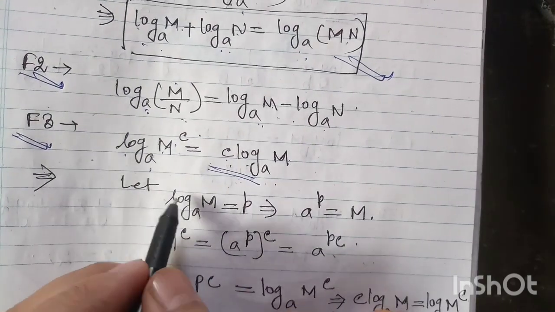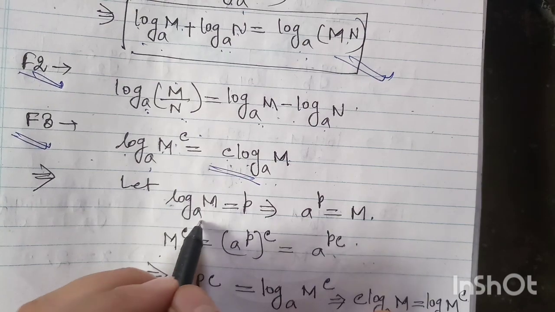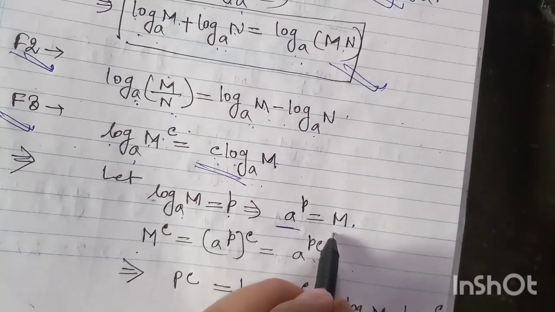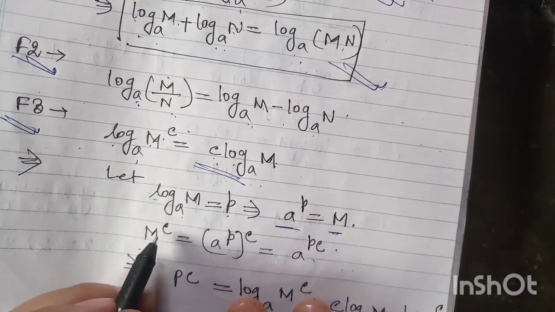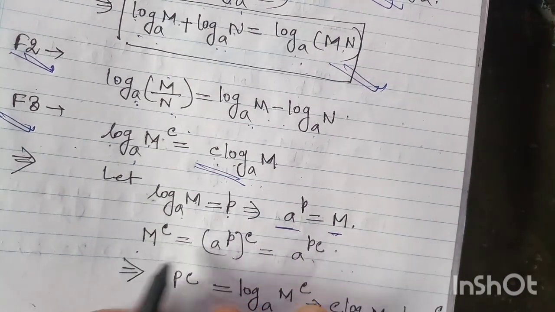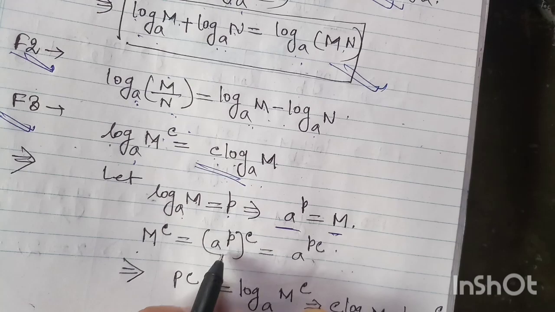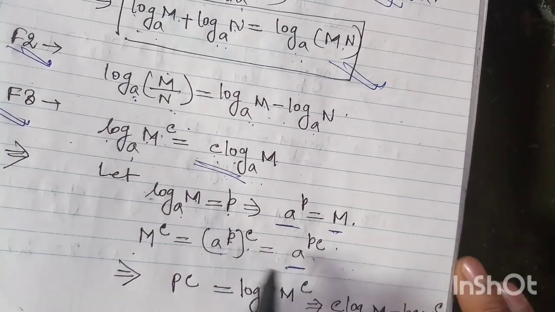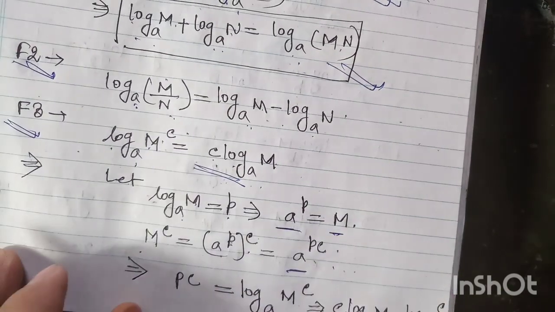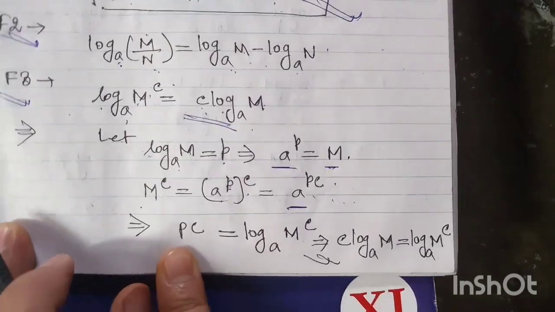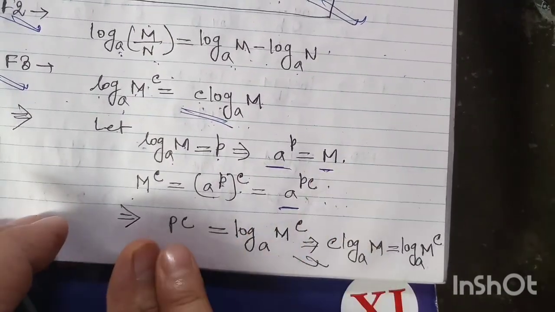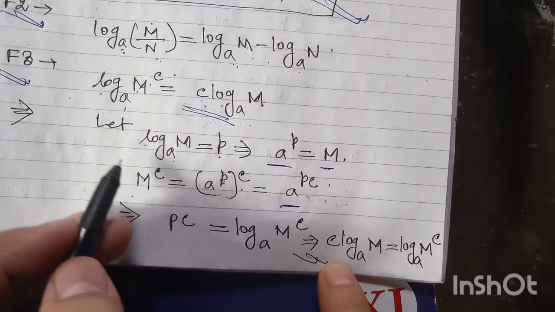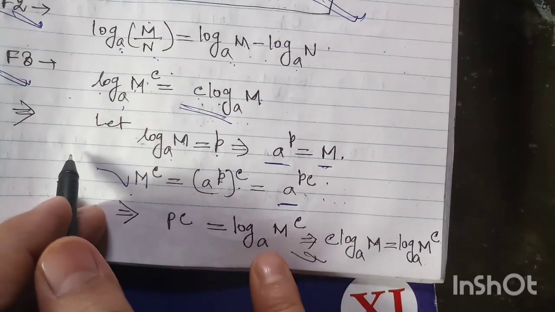How to prove this? Suppose logarithm of m to the base a is p. By definition we can write a to the power p equal to m. Now taking both sides to the power c, m to the power c equals a to the power p to the power c. By the laws of indices we can write a to the power p into c. Again applying the definition of the logarithm, this pc will be the logarithm of m to the power c to the base a.